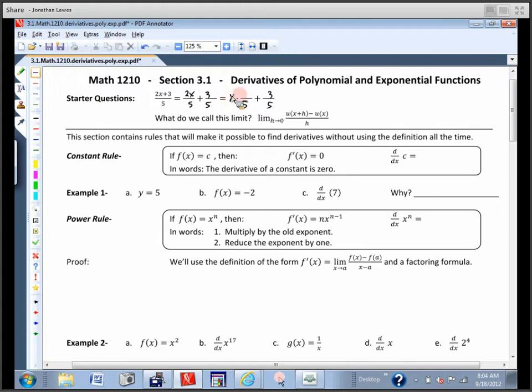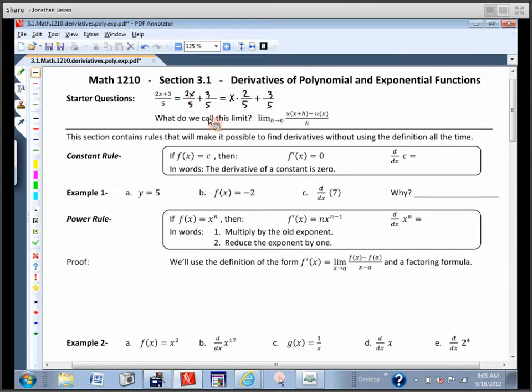And I could even make it more broken up. I could pull the 2 out front, and I could have an x over 5 here, and then a 3/5. Or I could do something that would be really silly. That looks reasonable enough. What if I did this? Had the x out here and the 2/5 there. Okay? Any one of those would be fine.